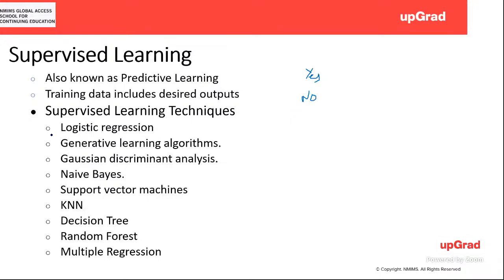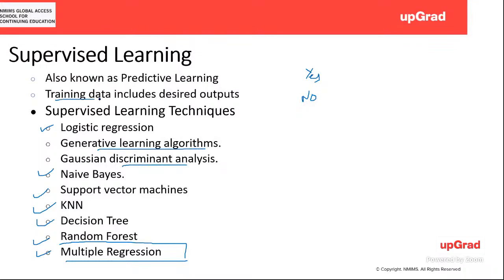There are lots of algorithms available for supervised learning. Logistic regression is there, naive Bayes is there, support vector machine is there, KNN, decision tree, random forest, right? And multiple regression. Okay, regression algorithms are also there. And some generative learning algorithms or discriminant analysis are also there, right?